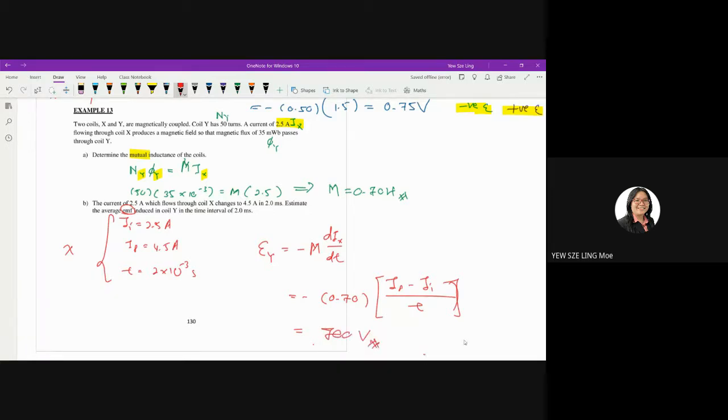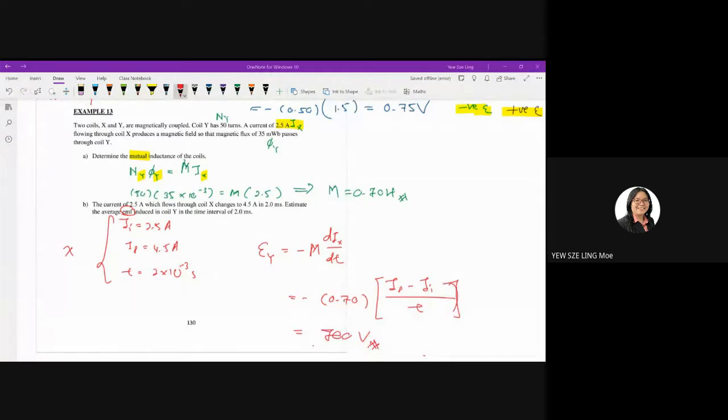Plug in the value and you should obtain 700 volt. Now you have all this information, plug it in, press the calculator, and you should obtain 700. All right, that is how you solve example 13.